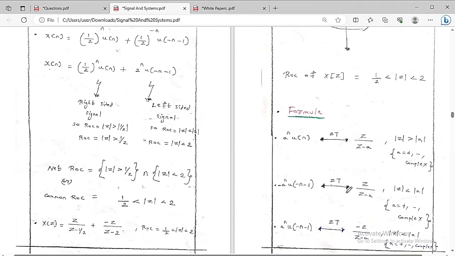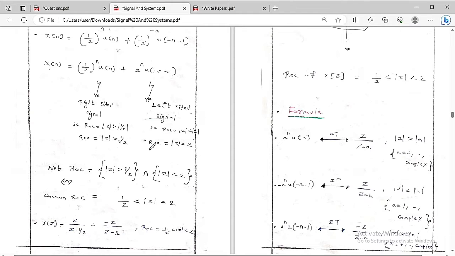Suppose I multiply by minus on both sides, then what am I going to get? Here, a to the power of n into u of minus n minus 1 has z transform minus z by z minus a. The ROC is the same, which is mod z less than mod a, where a can be positive, negative, or a complex number. So this is in this fashion and this is in this fashion. So what is the z transform? z by z minus a with a equal to half, and also minus z by z minus a, which is minus z by z minus 2. So this is the net z transform for the signal x of n.